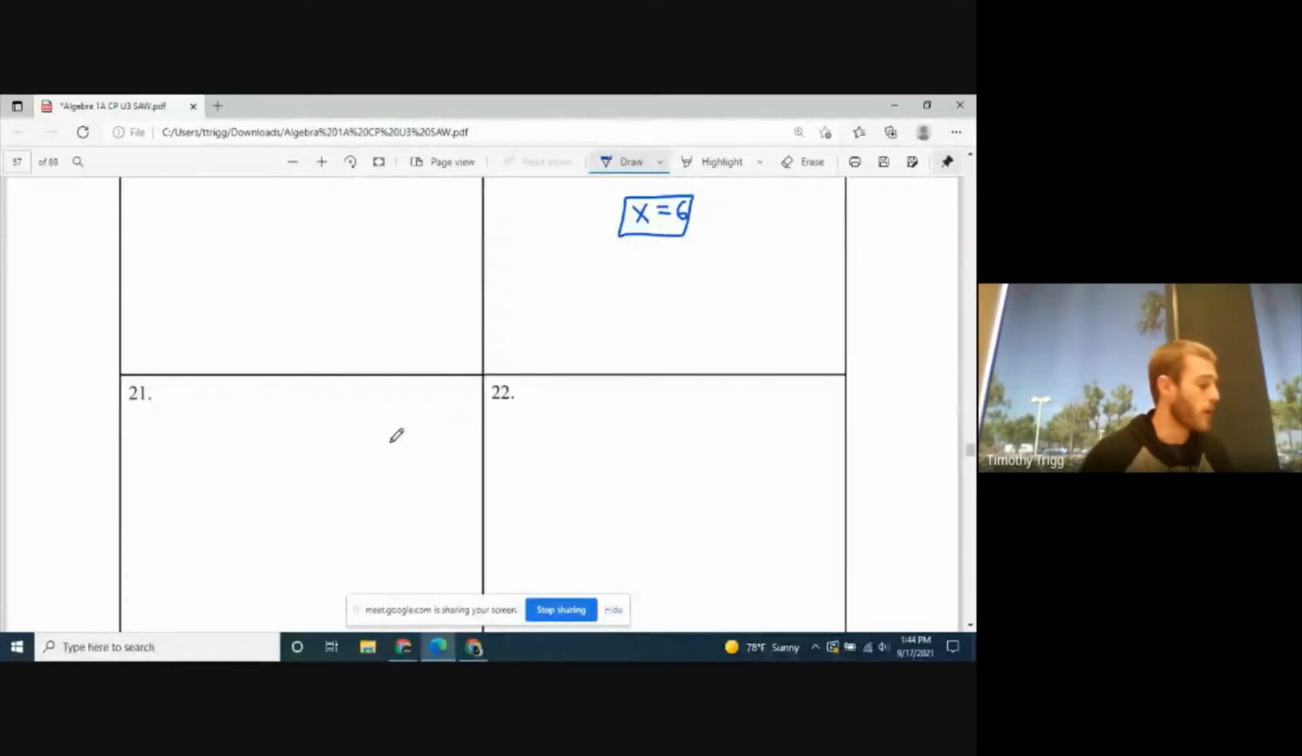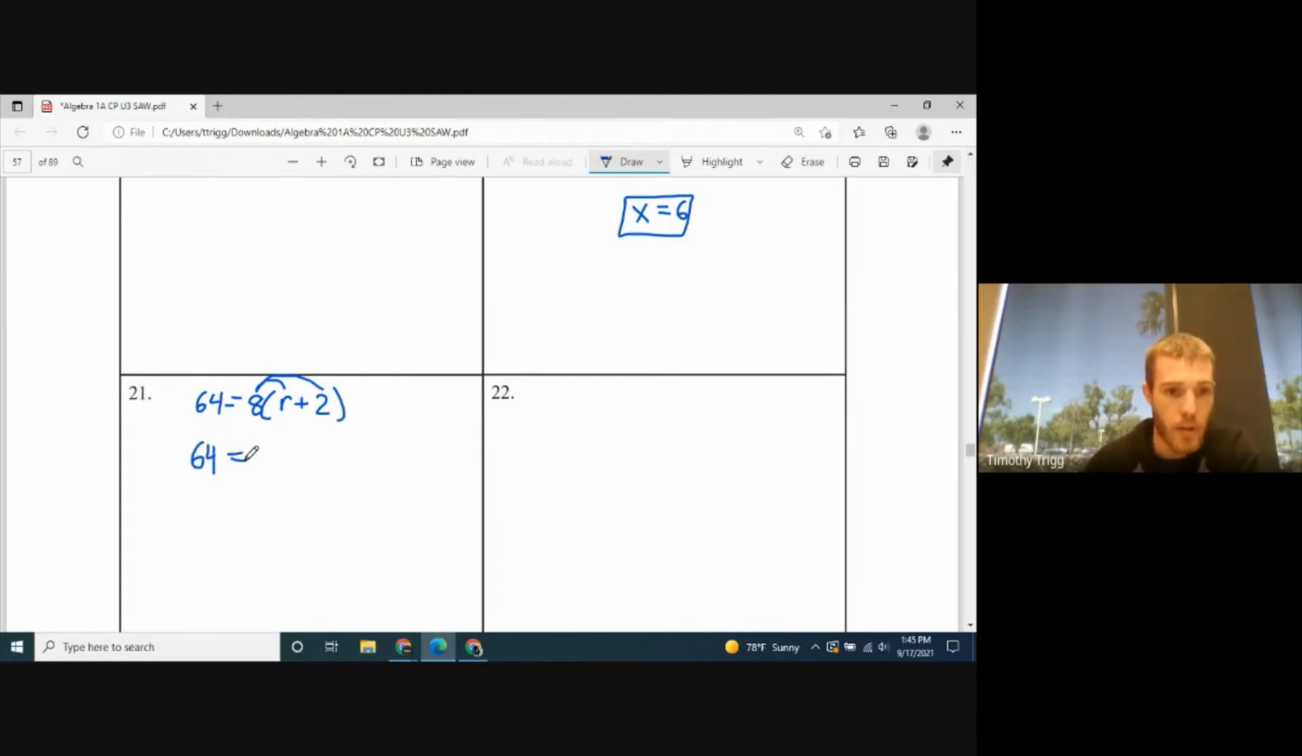Okay, now we're on number 21. That one says 64 equals 8 times r plus 2. So 8r plus 2. So what we want to do here is, hopefully you remember, we want to distribute this 8. So the 8 multiplies with everything in the parentheses. So we're going to have 64 equals 8r plus 16.